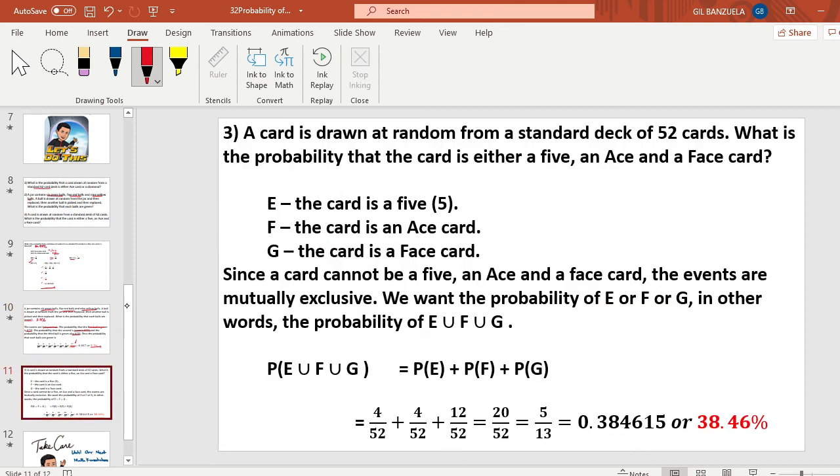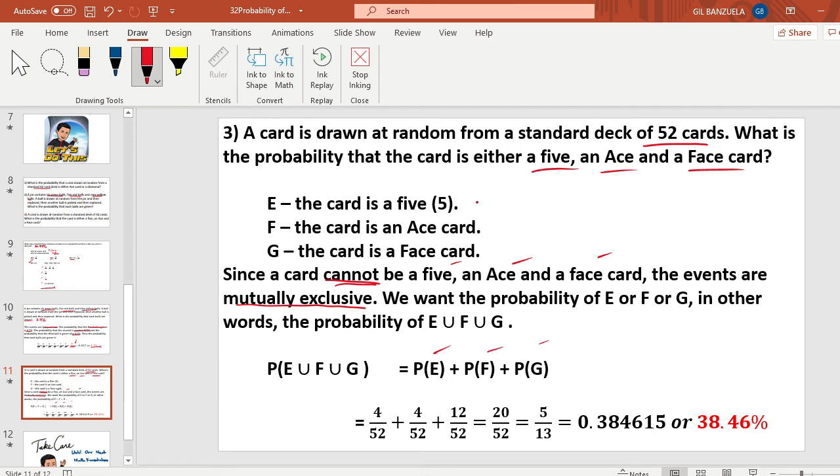And finally, the last exercise. A card is drawn at random from a standard deck of 52 cards. What is the probability that the card is a 5, an ace, or a face card? Please take note, guys, that these events are mutually exclusive, since a card cannot be a 5, an ace, and a face card at the same time. So we want the probability of E or F or G, in other words, the probability of E union F union G. We simply get the probability of each set, then get the sum.